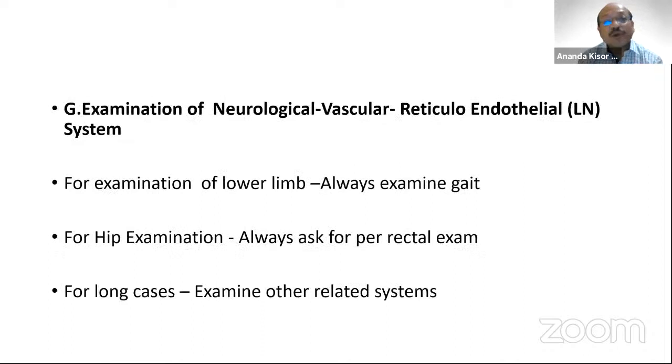And the last point is to always examine the gait. For the neurovascular and reticuloendothelial system, neurological examination for the hip joint: for the femoral nerve, we ask the patient to extend the knee, and for the sciatic nerve, we ask to dorsiflex and plantarflex the ankle joint. And for the vascular, I already told that the vascular pulsation should be examined. For the reticuloendothelial system, we have to examine Cloquet's lymph node, which is present medial to the pulsation of the femoral artery, and also the external iliac group of lymph nodes in the abdominal component. For the lower limbs, always examine the gait. For the hip examination, always ask for the per rectal examination, and for the long case, always examine the other systems.